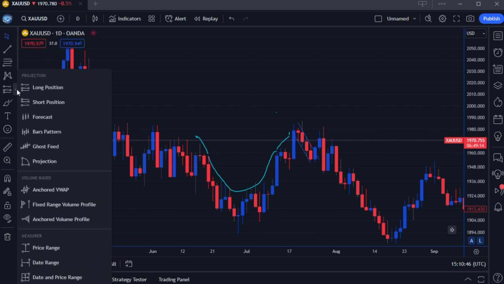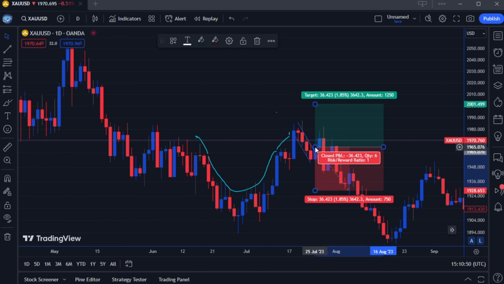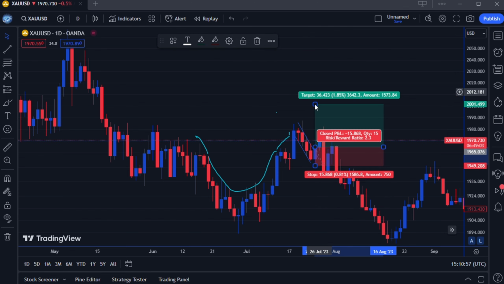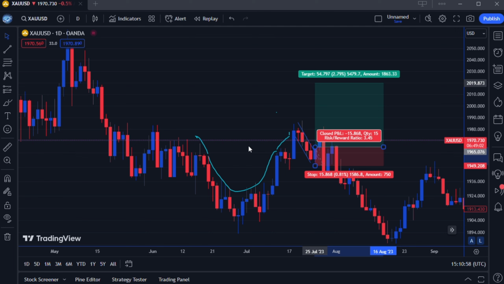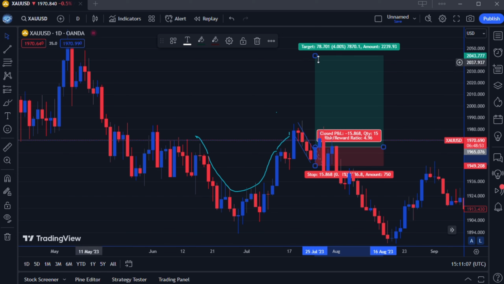Let's highlight this. When you buy here, you will have the stop level here, and your target somewhere at this level. A lot of traders must have predicted the movement of prices this way.